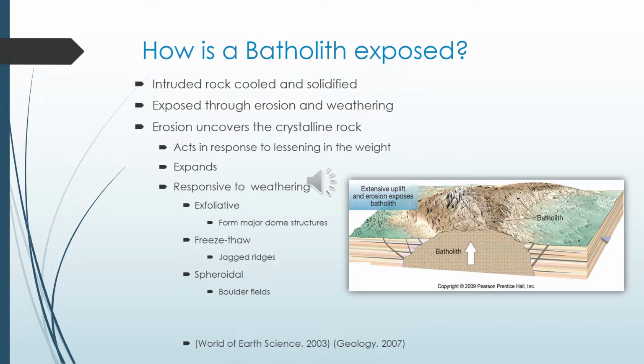Batholiths are exposed when the intruded rock has cooled and solidified and is later exposed at the surface through erosion and weathering. Erosion uncovers the crystalline rock. The crystal forms act in response to the lessening of the weight, and they expand, making the plutonic rocks receptive to exfoliative weathering. Spheroidal weathering is one type and produces boulder fields, and another is sheet-like exfoliative weathering, which is increased by frost wedging and creates the smooth surfaces. And then you also have the freeze and thaw weathering, which makes jagged peaks.